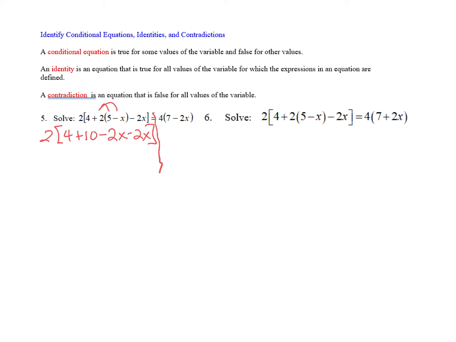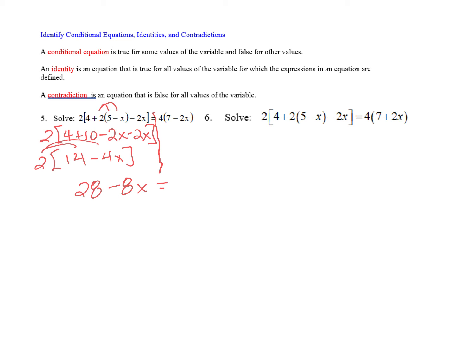Now, I'm not going to distribute first. I think I want to simplify what's in this bracket before I have to do distributing. So I have 4 plus 10, that's 14. Negative 2x minus 2x is minus 4x. Now I can distribute, and I get 28 minus 8x. So my left-hand side ends up being 28 minus 8x.